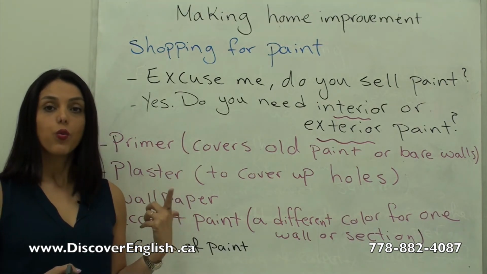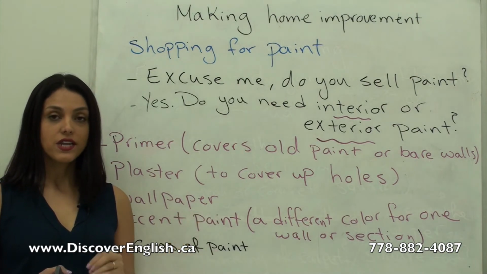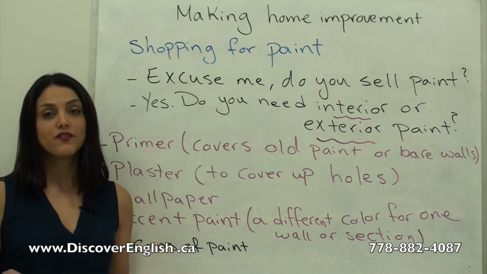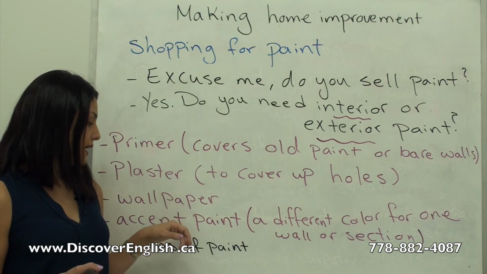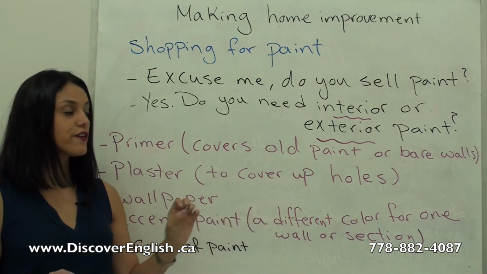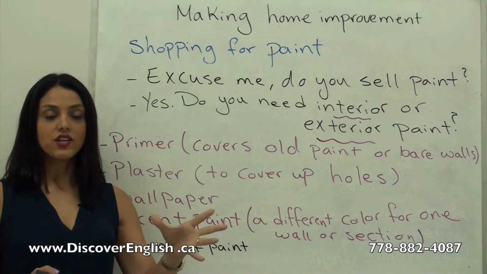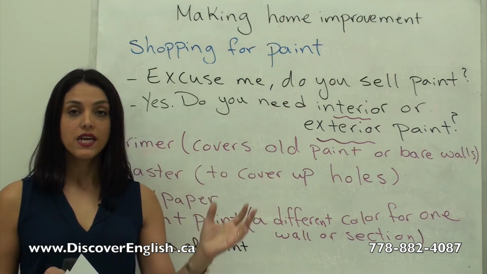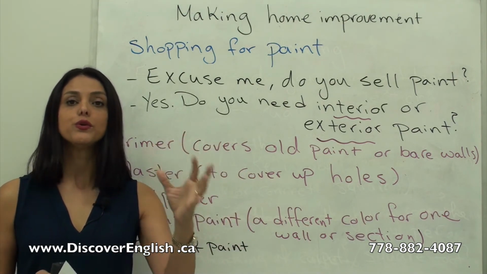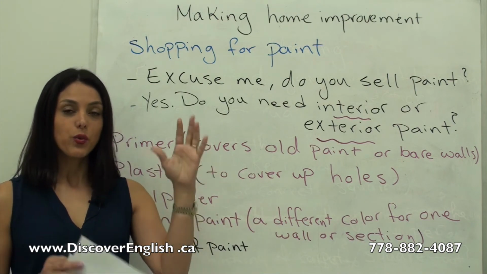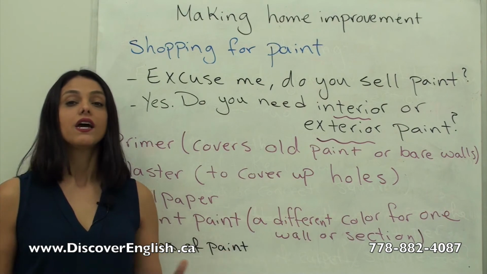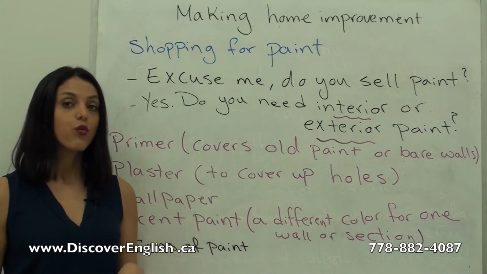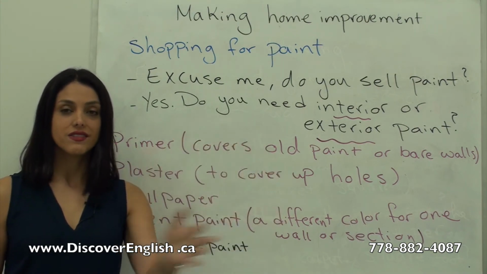The other thing is wallpaper. Wallpaper is a kind of paper that comes in different designs, and you can cover your walls with wallpaper if you like it. And accent paint is a different color for one wall or section. For example, you're painting the whole house white, but for just one part you want to do blue, or a different color. Whenever you have just one wall or one section in a different color, you would say accent paint, a different color for one wall or one section.